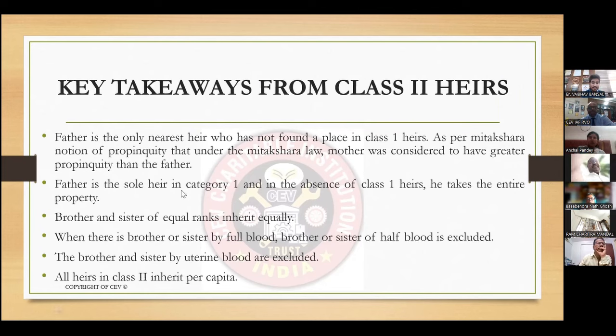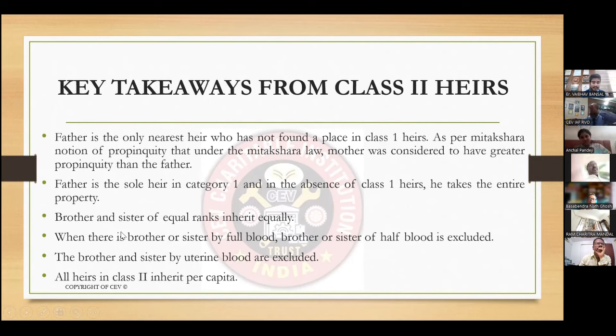Now, father is the sole heir in category 1, and in the absence of class 1 heirs, he takes the entire property. So, अगर class 1 में कोई भी नहीं है, तो father अगर उस वक्त living person है, तो father को entire property मिल जाएगी और बाकी सबको वो exclude कर दे, पर class 1 के ना होने पे.